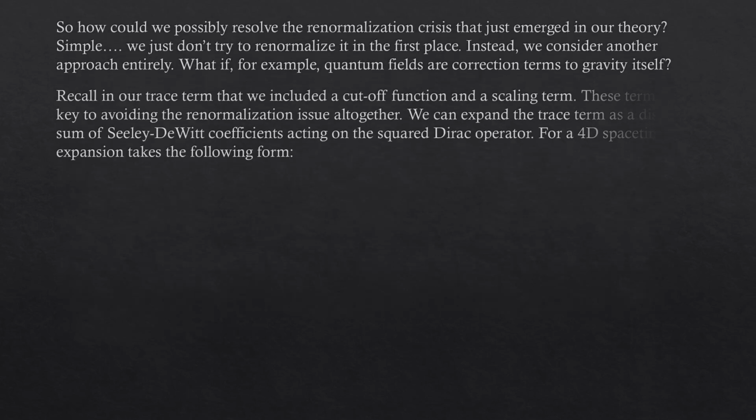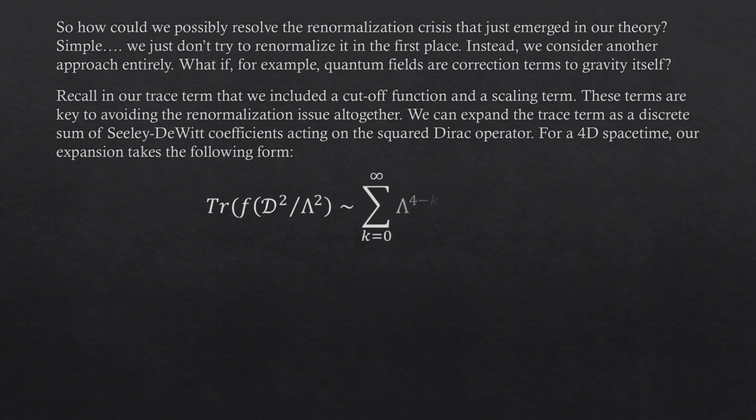Recall in our trace term that we included a cutoff function and a scaling term. These terms are key to avoiding the renormalization issue altogether. We can expand the trace term as a discrete sum of Seeley-DeWitt coefficients acting on the squared Dirac operator, recalling that the Seeley-DeWitt coefficients are integrals of geometric invariants. For a 4D spacetime, our expansion takes the following form. We have the sum, as k ranges from 0 to infinity, of our scaling term lambda to the power of 4 minus k times the Seeley-DeWitt coefficients a sub k acting on the squared Dirac operator times the moments of the cutoff function f sub 4 minus k.